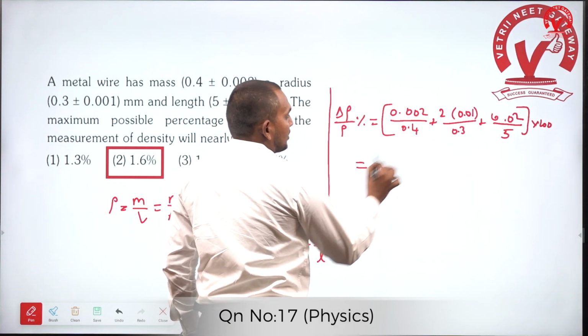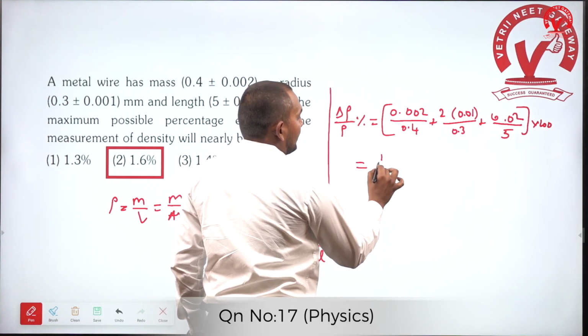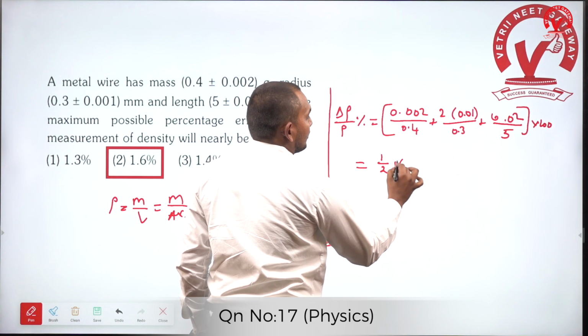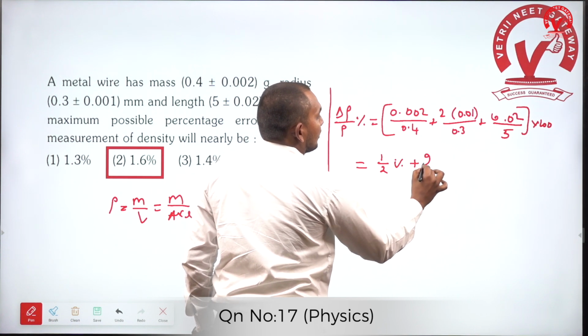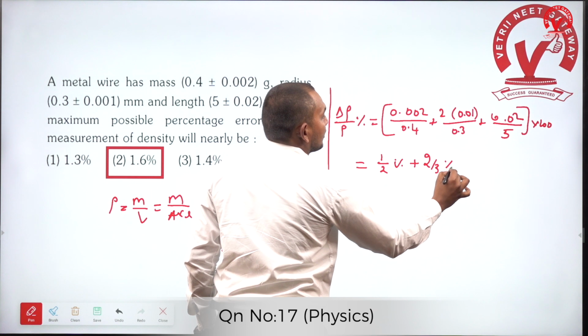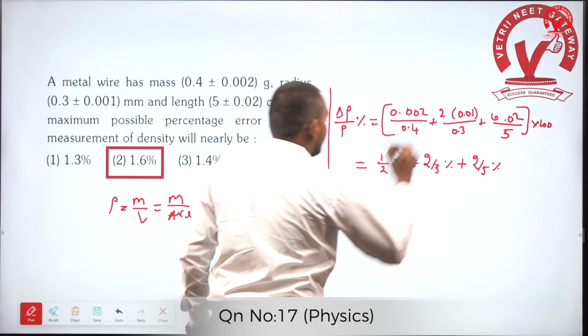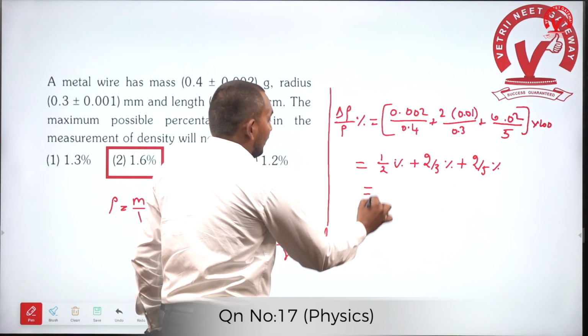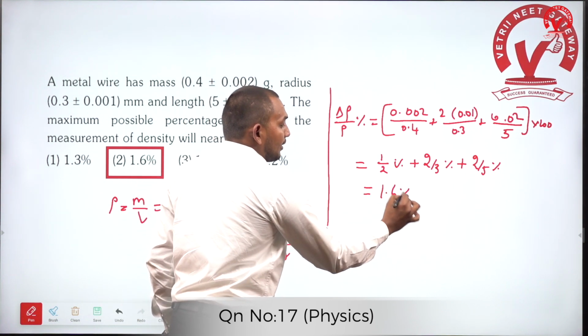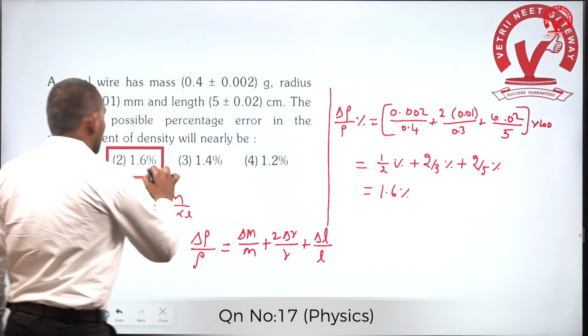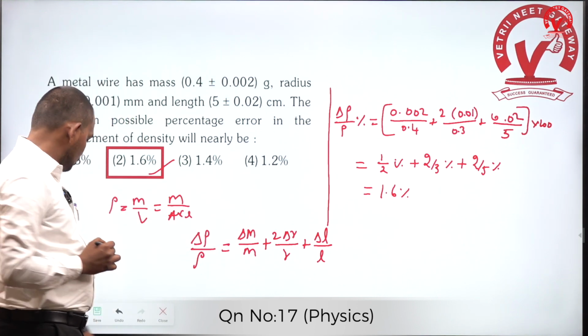So we can solve it. Here you will get 1 by 2% plus 2 by 3% plus 2 by 5%. Then the total value is 1.6%, and then our option is option 2.